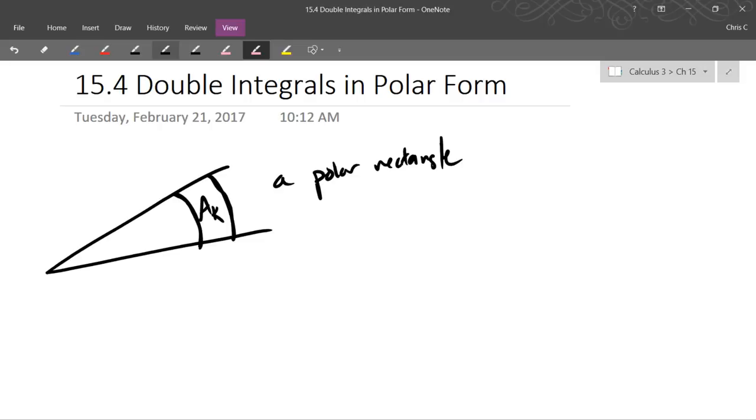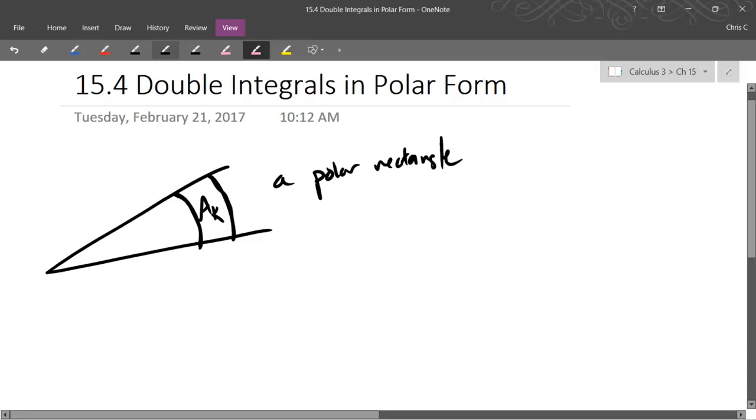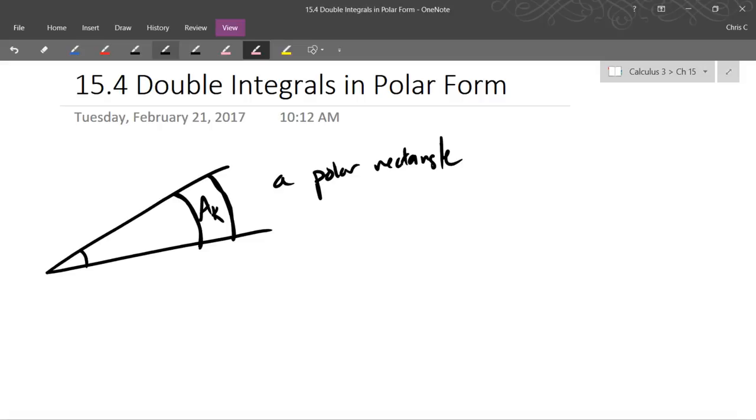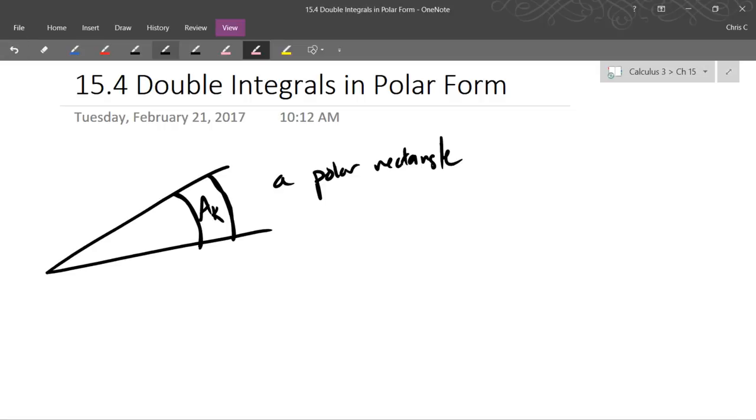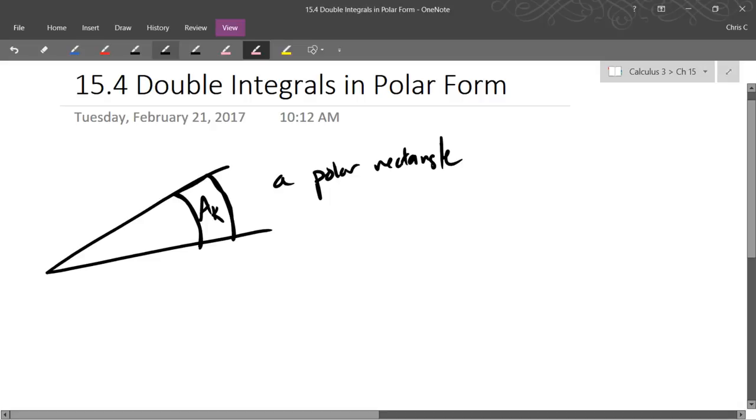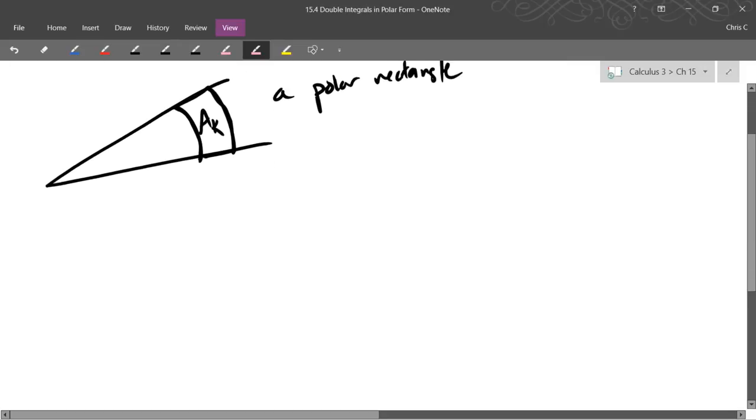There is one type of polar rectangle that doesn't really have four sides, and it's the small one at the center. That's closer to, I think they call it, a sector of a circle, a little slice of a circle. So either way, your polar rectangle looks weird. I think we can all agree on that. So we're going to have to figure out how we get the area.